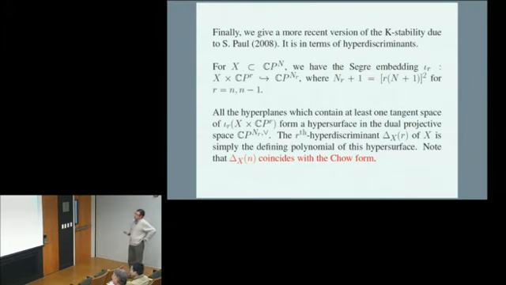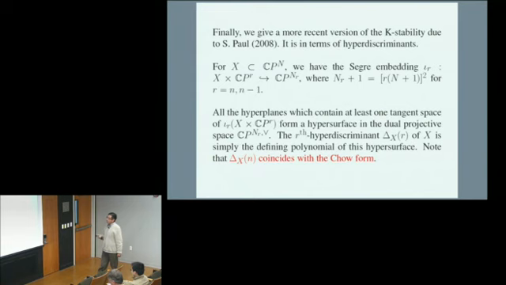Okay, so Chern-Weil introduced this new version of Kähler stability, which actually contains more information. He defines this in terms of hyperdiscriminants. Okay. So what are hyperdiscriminants? Of course, it's a generalization of discriminants, which he can probably expand on better.